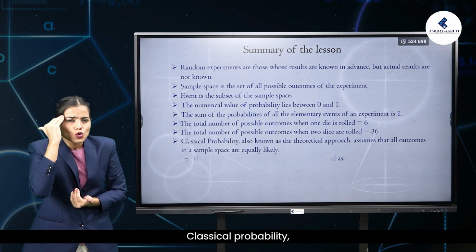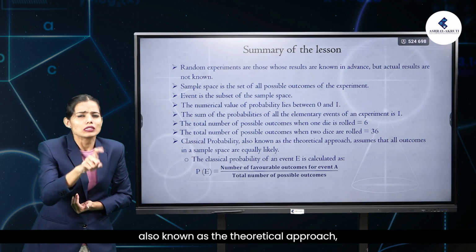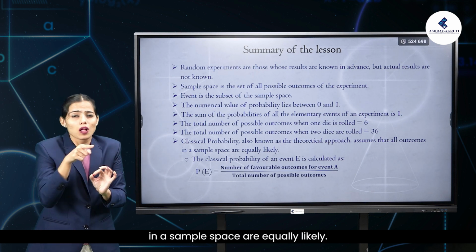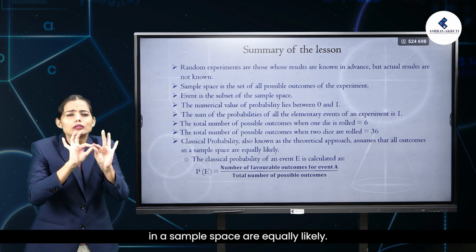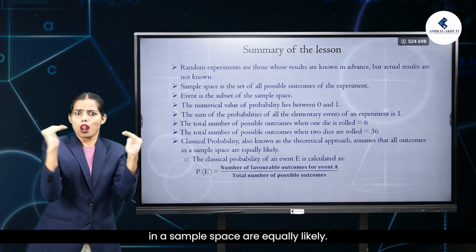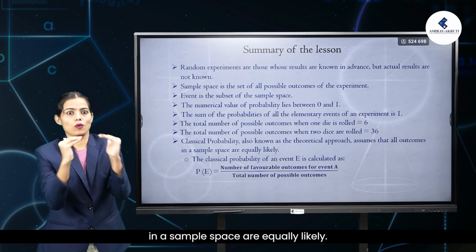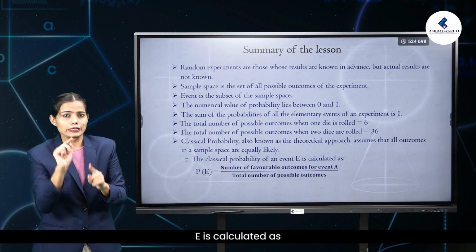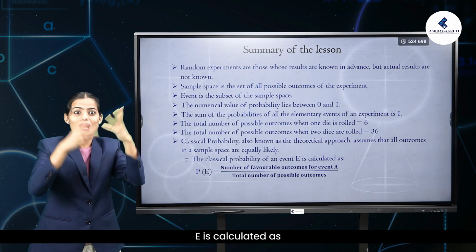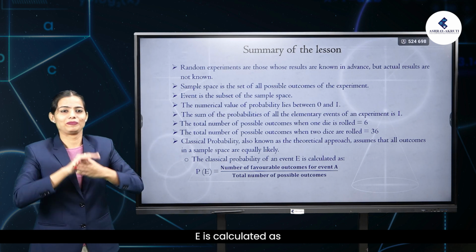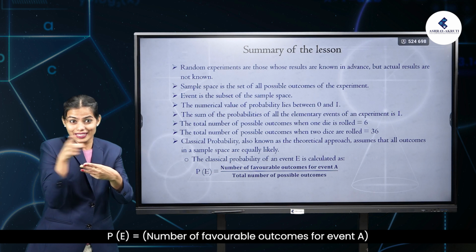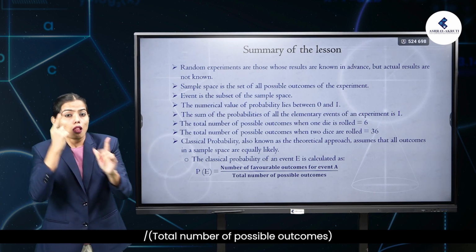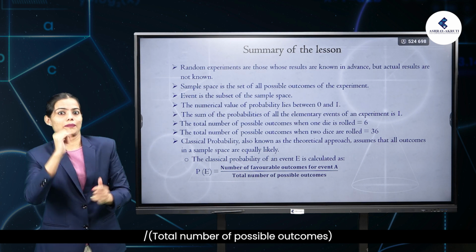Classical probability, also known as the theoretical approach, assumes that all outcomes in a sample space are equally likely. The classical probability of an event E is calculated as P of E is equal to number of favorable outcomes for event A by total number of possible outcomes.